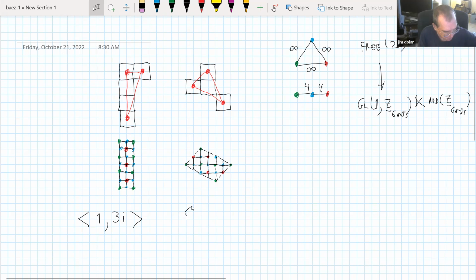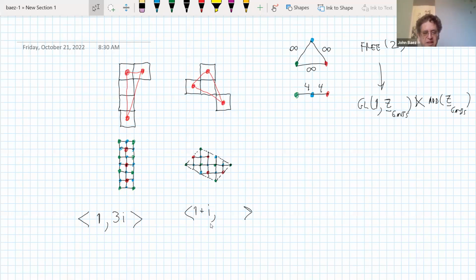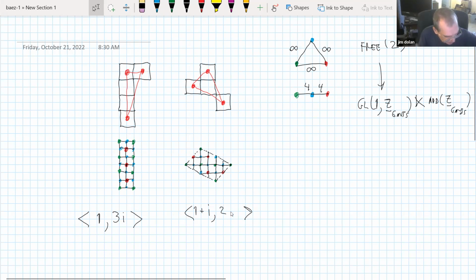And the generators for this one are what? It looks like perhaps 1 plus i. And what's the other one? 2 minus i. I don't know which. Did you switch just now? Yeah, 2 minus i. That sounds like what it should be. I think that's right.